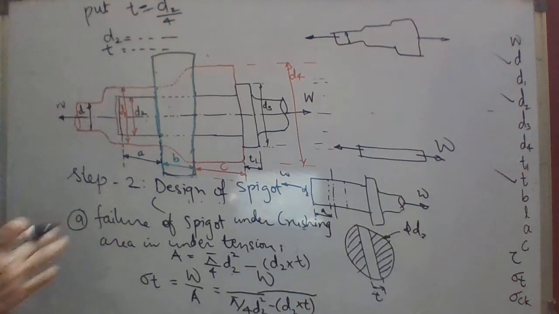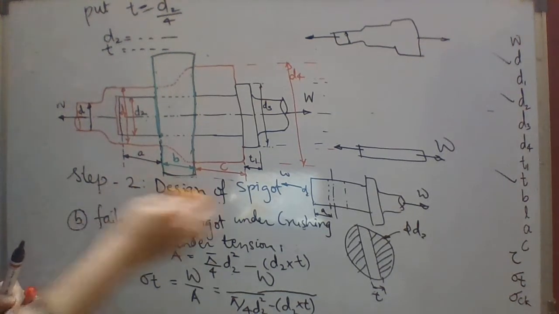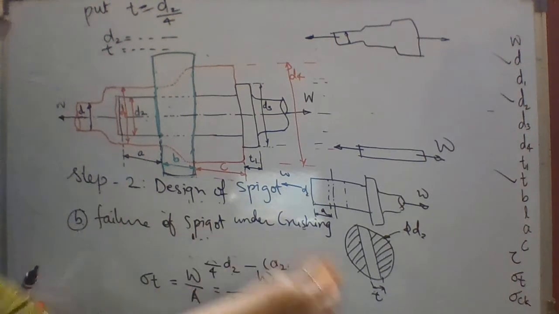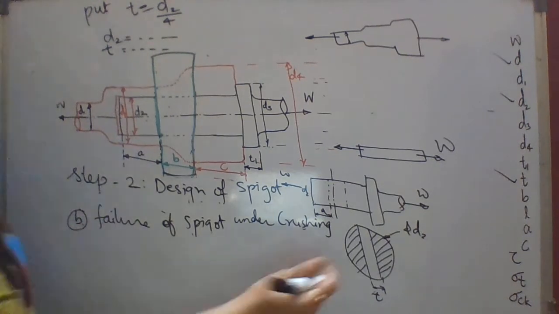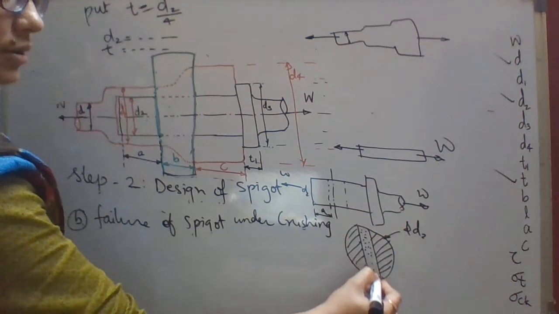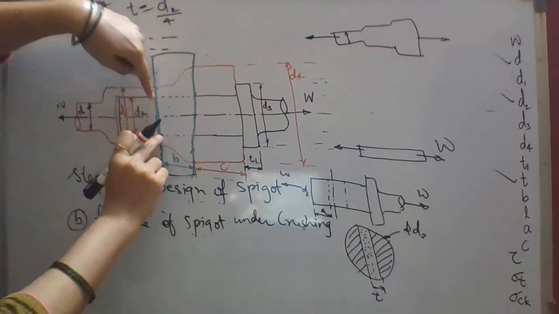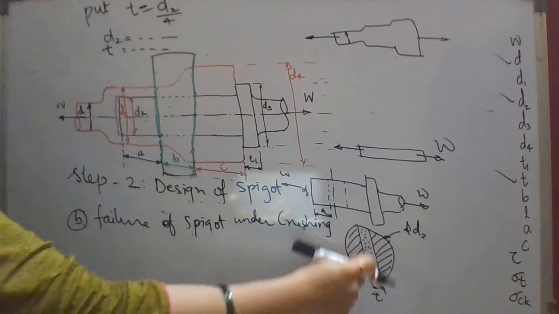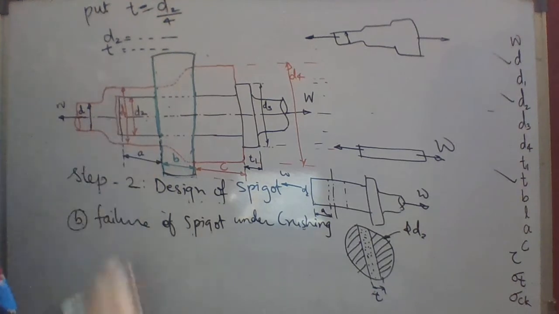Failure of spigot under crushing. This is the second failure we are considering under the heading of design of spigot. Now we'll do the practice in the same style. So which plane will be under crushing? If we see the side view of this bold line, it will be this much area which is under crush, because this is the common plane for the quarter and the spigot. So the area of this rectangle will be under crushing.